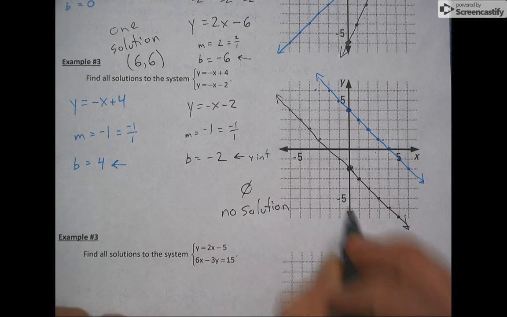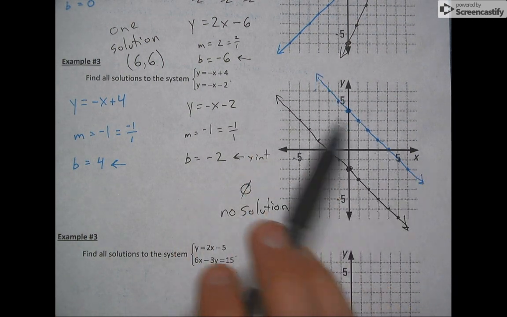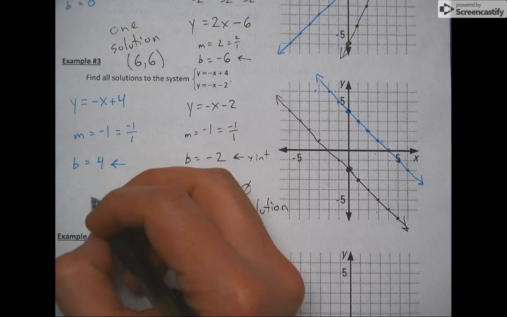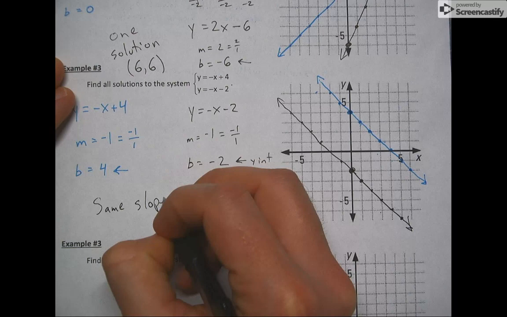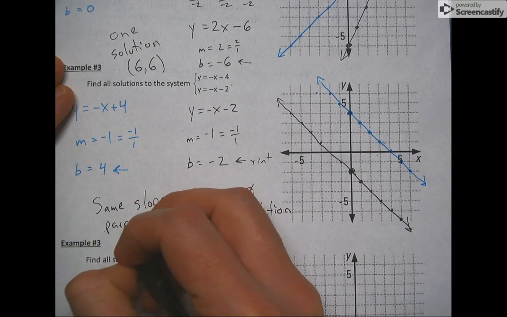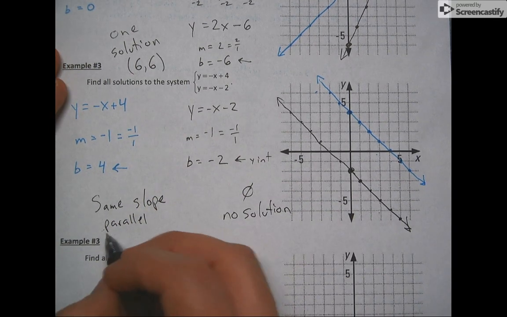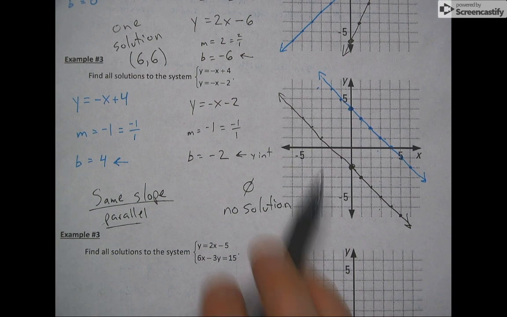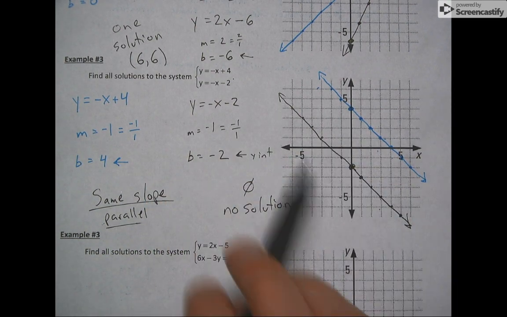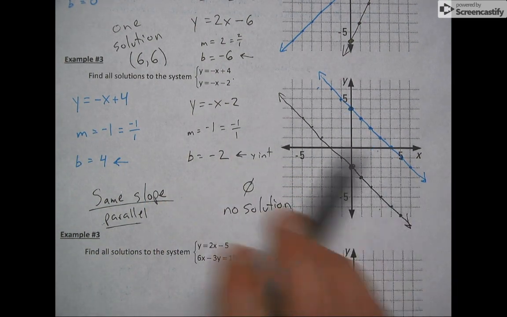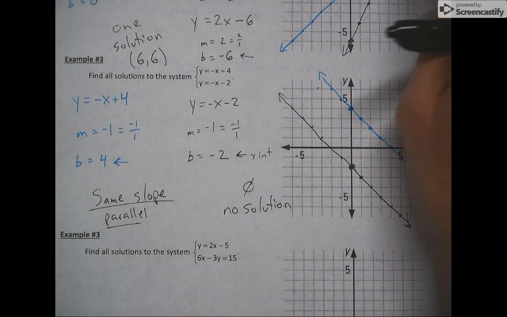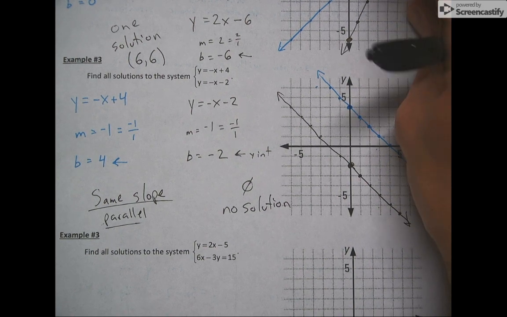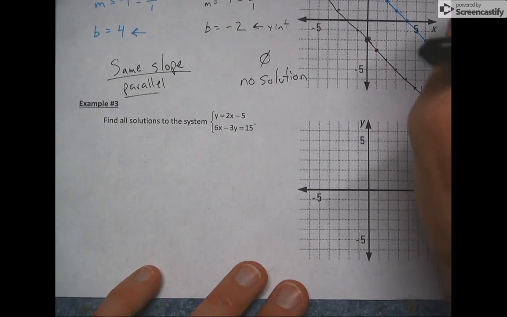These two lines are parallel, and so it's important to understand that same slope means parallel, right? Because they're going to run down or up the same amount, so they're never going to cross. They're going to run side by side if they have the same slope. Now there's one more special solution. I want to look at it on the last one.